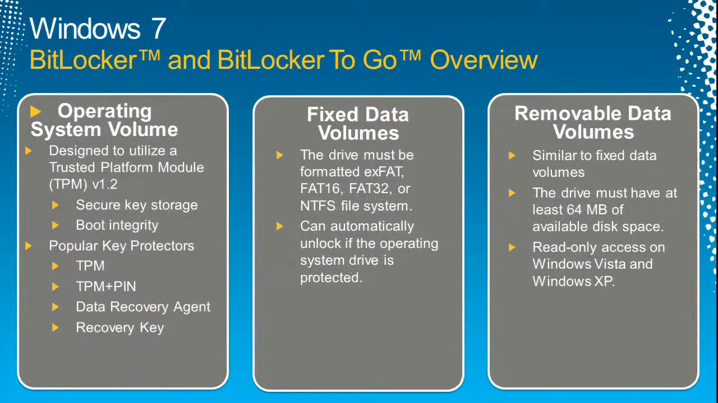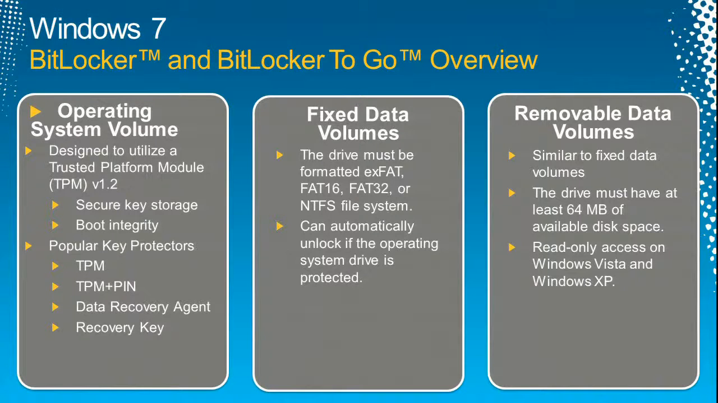So if you're in this session, I'm going to assume you know a bit about BitLocker. I'm not going to go deep into the weeds on it, but I'm going to level set everybody really quick and just give you a quick summary of what BitLocker is under Windows 7. So BitLocker and BitLocker To Go in Windows 7 really focuses on three areas: the operating system volume, the fixed data volumes, and the removable data volumes that you're going to see.